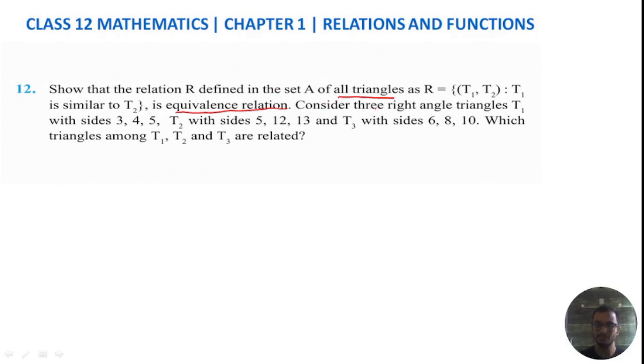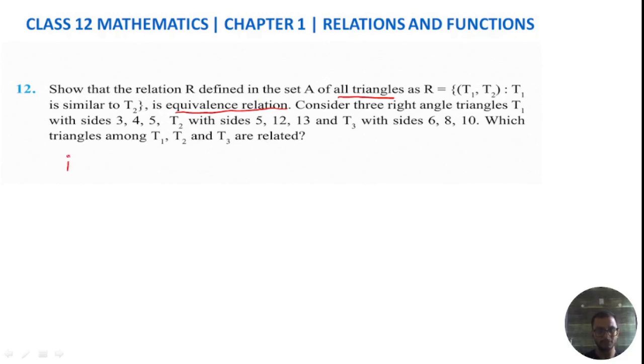Then the further part is: consider three right angle triangles, T1 with sides 3, 4, 5, T2 with sides 5, 12, 13, and T3 with sides 6, 8, 10. Which triangles among T1, T2, and T3 are related? That we have to find. Let's do it quickly, as this is now very easy. We have done it many times.